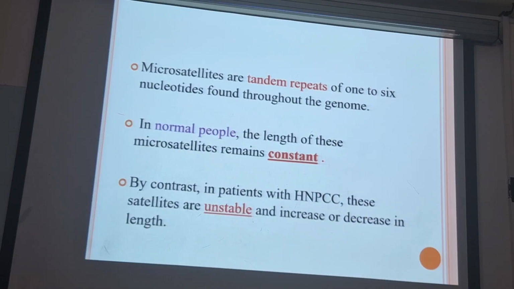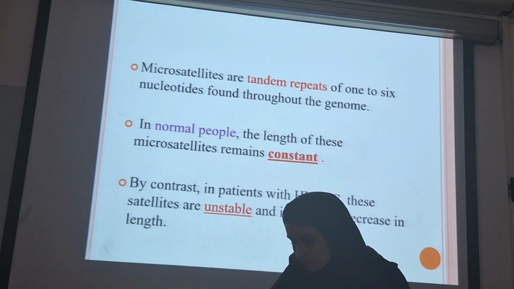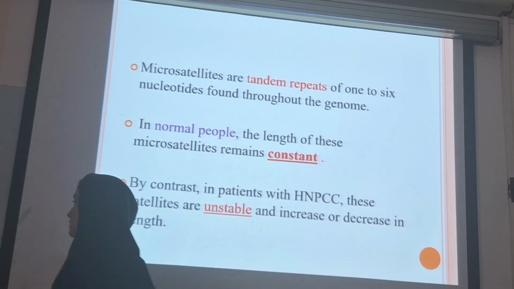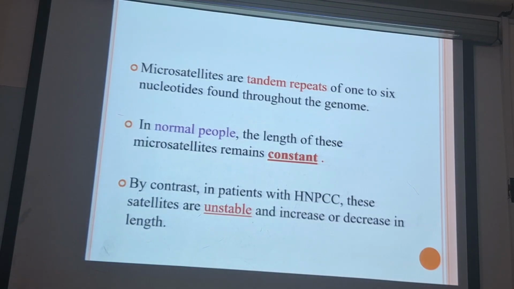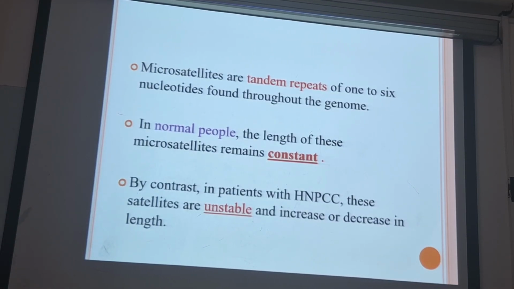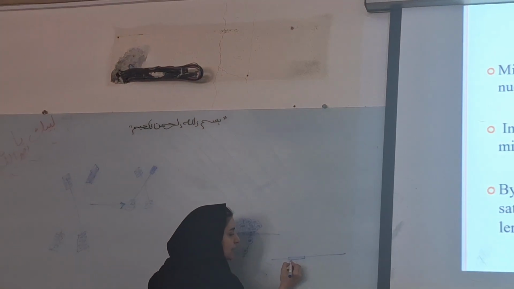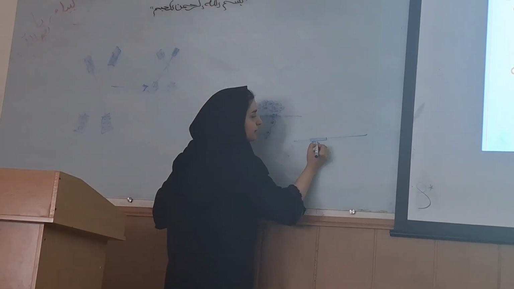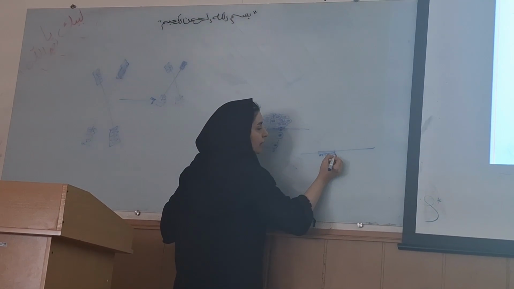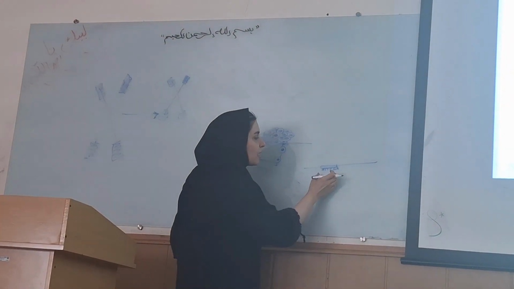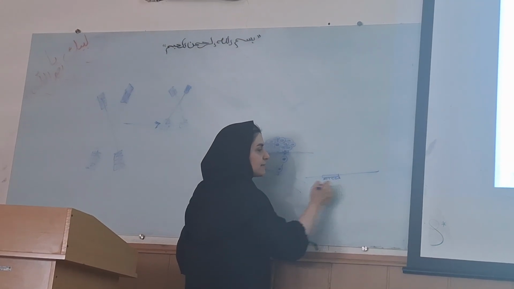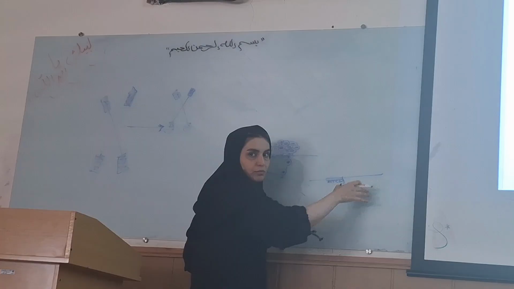Microsatellite instability, yes. I said that in the genome we have some areas we call microsatellites. Microsatellites are areas of, for example, 1 to 6 nucleotides, like A, T, T, C, G, that keep repeating. We have many of these sequences throughout the genome.